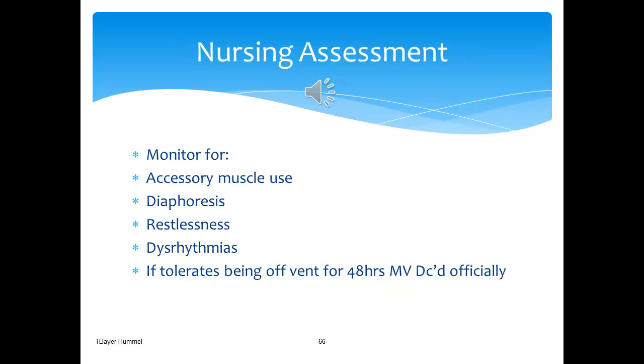Your nursing assessment of a patient being weaned from a ventilator would include monitoring for accessory muscle use, diaphoresis, restlessness, dysrhythmias. If the patient tolerates being off the vent for 48 hours and all their vital signs are within normal limits, the mechanical ventilation will be officially DC'd.